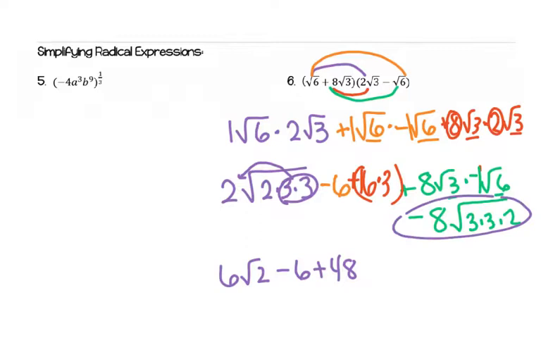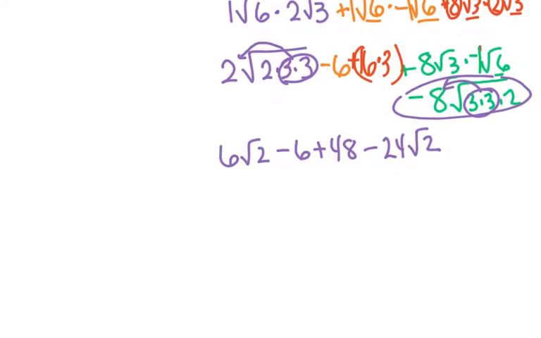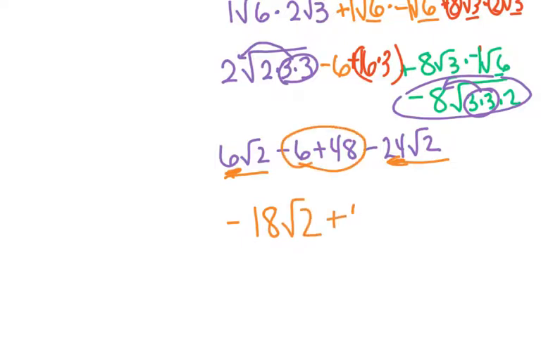And then I'm going to be simplifying that, so I'm going to have a pair of 3's come out. So negative 8 times 3 is minus 24 square root 2. And so then we look at what we can do. Notice that these two have the same radicand. So I'm going to say 6 minus 24, so that's negative 18 square root 2. And then negative 6 plus 48 is positive 42. And so you can leave it like that, or you can write it as 42 minus 18 square root 2. It doesn't really matter.